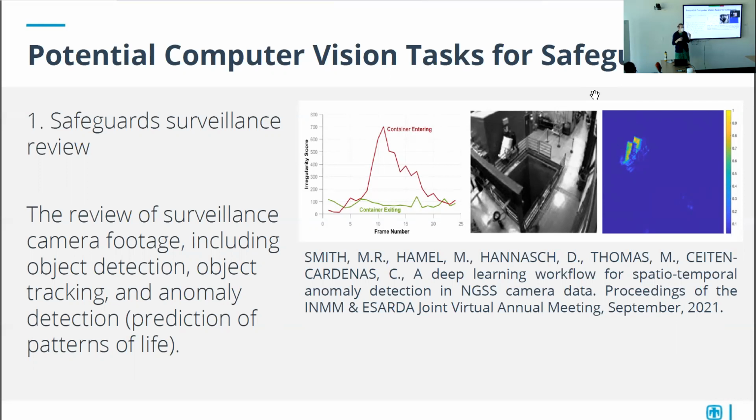And the one that's getting the most traction right now is safeguard surveillance review. So I mentioned the 1,300 or so cameras that are deployed around the world, all of which are getting human eyeballs on them.